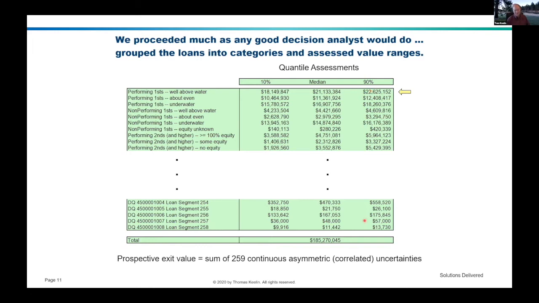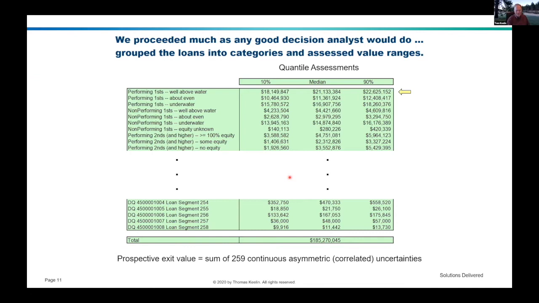But the question is, what if you add all these up? Well, the problem is these are a bunch of uncertainties that are even correlated with things like the real estate market. So the question is, how do you think about that?